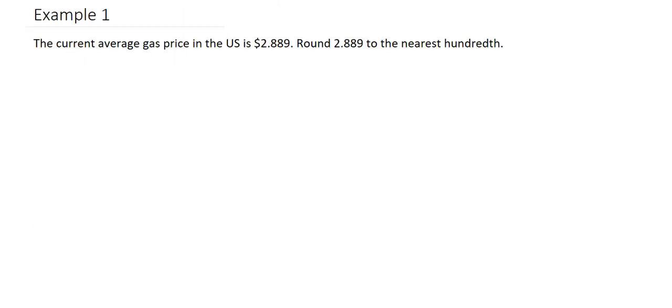Example 1, the current average gas price in the US is $2.889. So we're going to round 2.889 to the nearest hundredth. So we have our decimal here. This is our tenths and this is our hundredths. So we're going to go ahead and underline them. Then we're going to circle the 1 to the right of it, because that's going to indicate to us if we're rounding up or down.